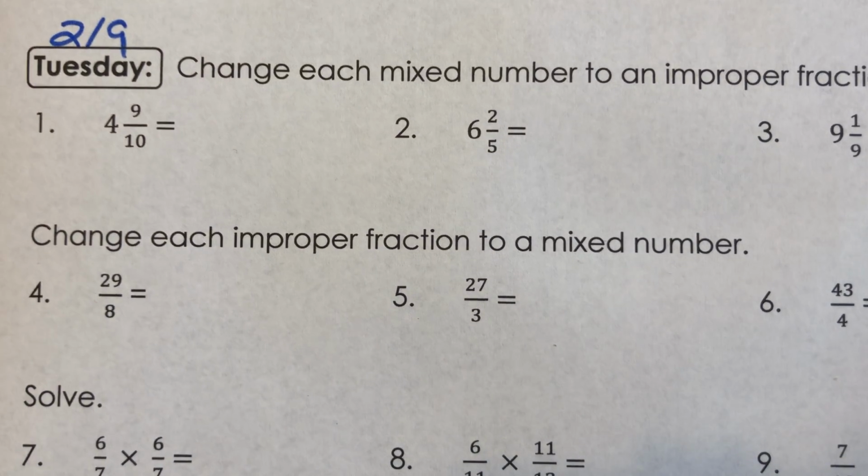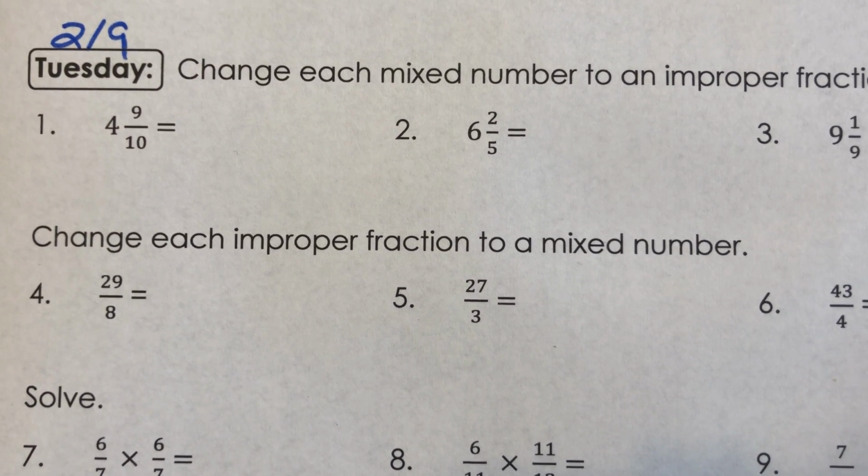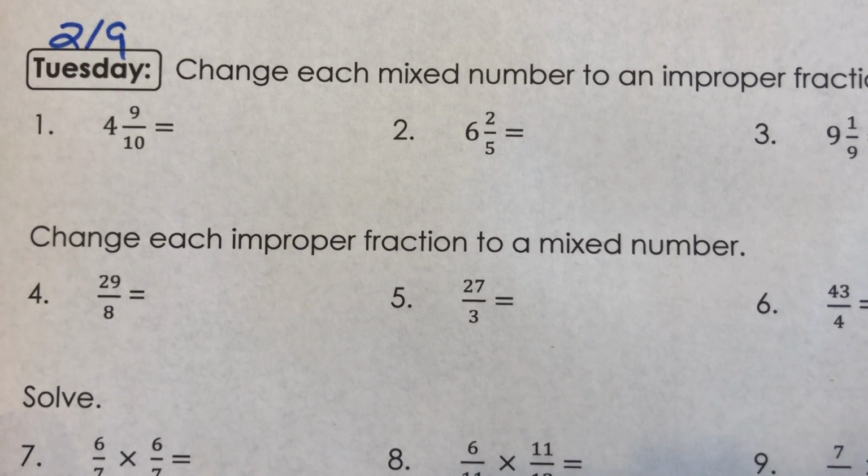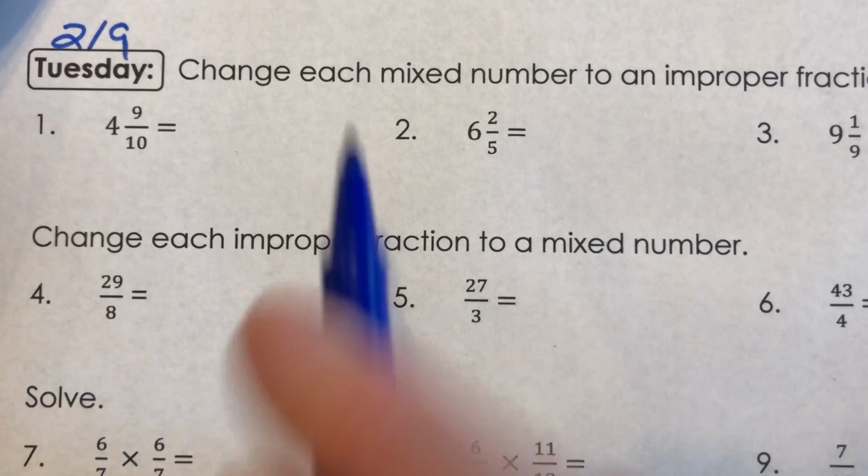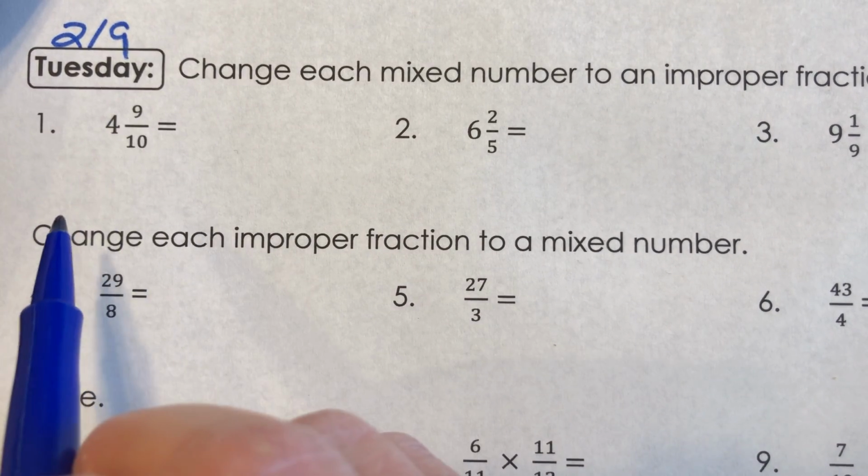Well, it is Tuesday, February 9th. Can you believe it? Already February 9th. We're gonna check our bell work together. Here we go. The first three, again, I ask you to change each mixed number into an improper fraction.